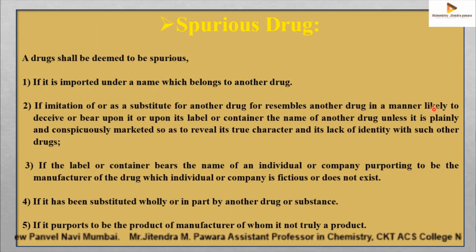Then the second point is, if it is an imitation of or a substitute for another drug, or resembles another drug in a manner likely to deceive, or bears upon it or its label or container the name of another drug, unless it is plainly and conspicuously marked so as to reveal its true character and its lack of identity with such other drug, that drug is also a spurious drug. If it contains a substitute or the same as another drug, or if it contains any label which resembles another drug, that drug is called a spurious drug.